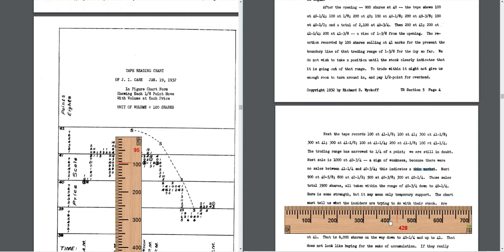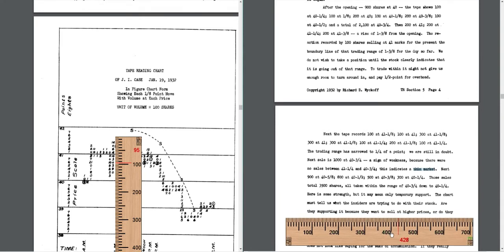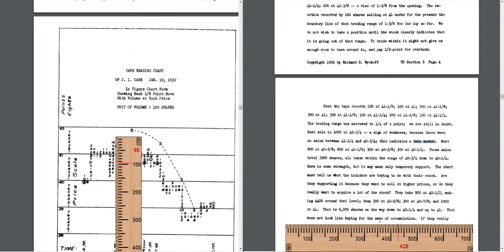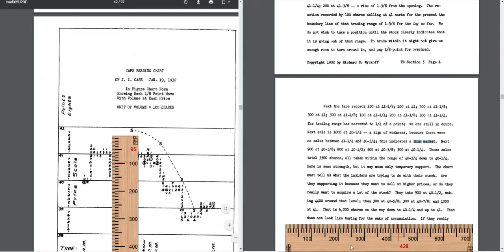The chart must tell us what the insiders are trying to do with their stock. Are they supporting it because they want to sell at higher prices? Or do they really want to acquire a lot of stock? So the thing is, is this strength or weakness? We know that the 1,000 here is a sign of weakness because it gapped down. But when it goes down like this, he's saying there's some strength coming. So to understand what that strength is and why it is an indication of strength.